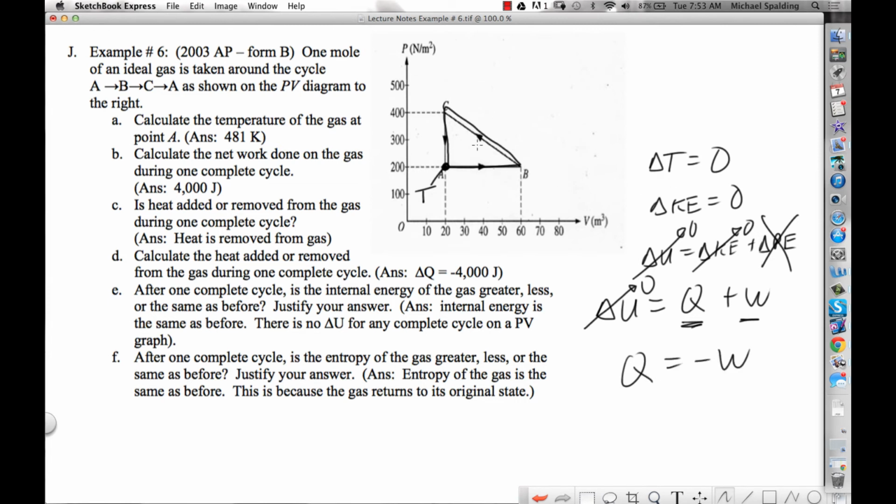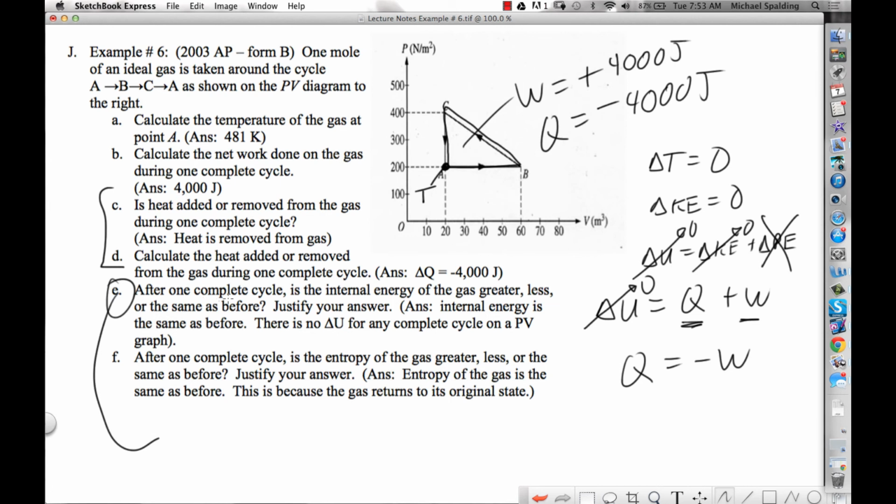So what was our work? The work for this cycle was what? Plus, so what must the heat be? Minus. In fact, this was 4,000, so the Q must be minus 4,000. And I think I just answered part D. Yeah, I just did C and D together right there. So negative 4,000. All right, E.